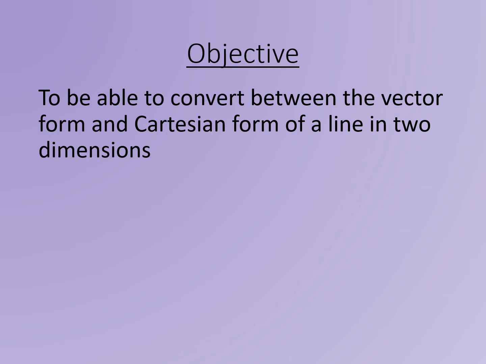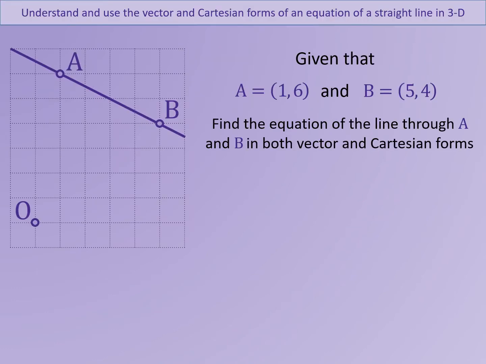In this lesson, we'll look at how to convert between the vector form and Cartesian form of a line in 2 dimensions. So we're going to start with points A and B. A has coordinates (1, 6) and B has coordinates (5, 4). We're going to find the equation of the line passing through A and B in both their vector and their Cartesian forms.